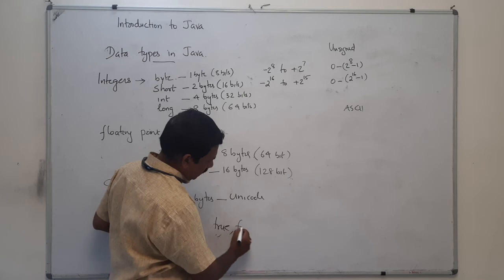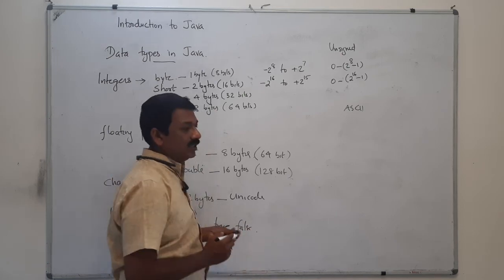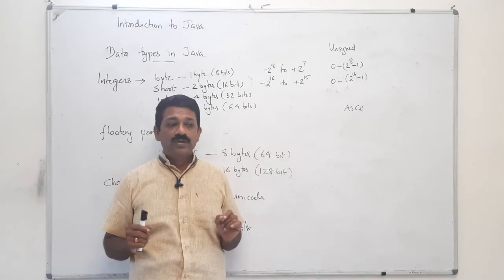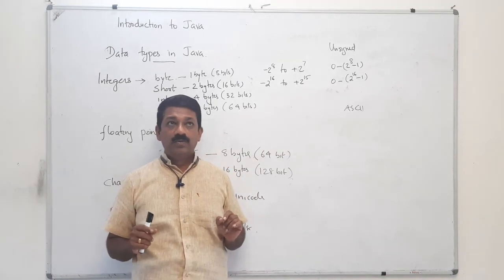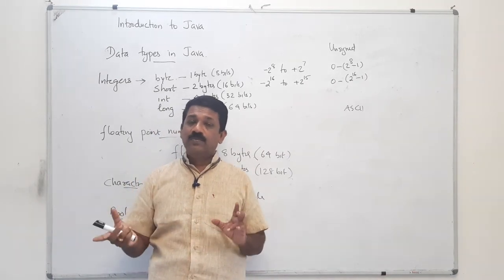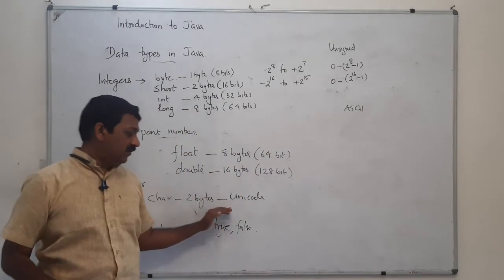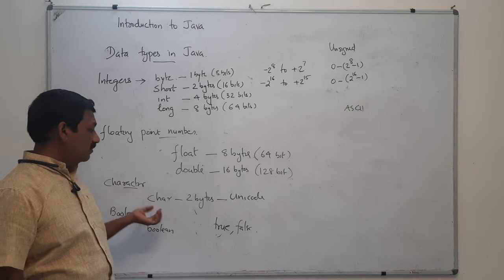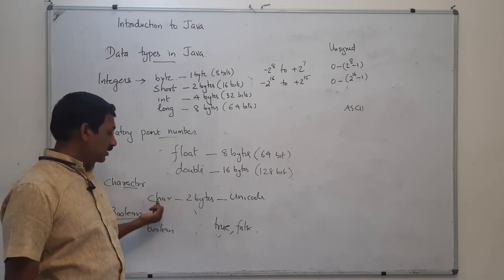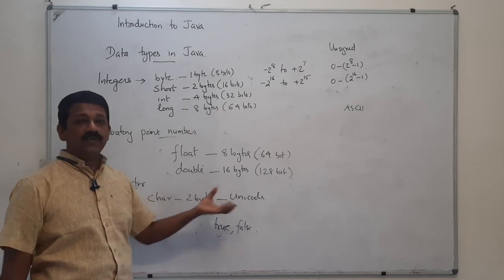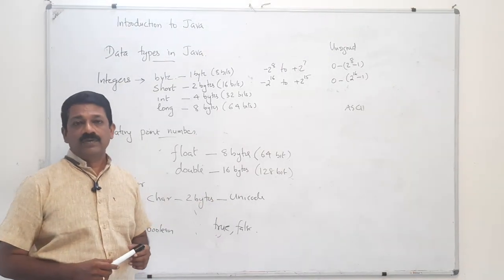So these are the data types, and you should note the difference between other programming languages and Java is that in Java a character variable is allocated 2 bytes and characters are encoded as Unicode. Okay, thank you.